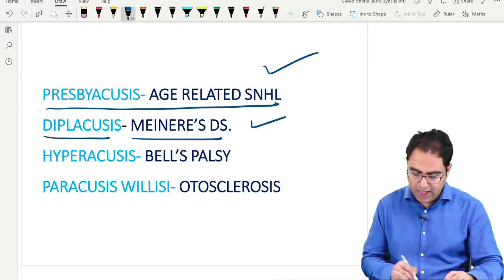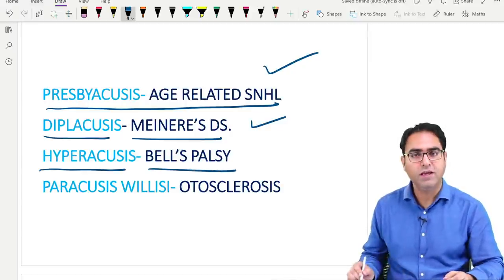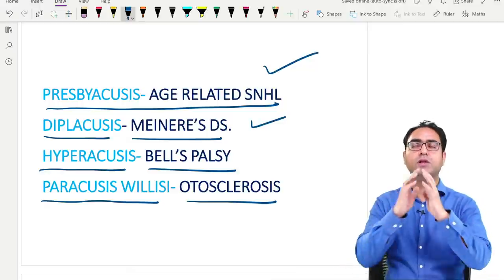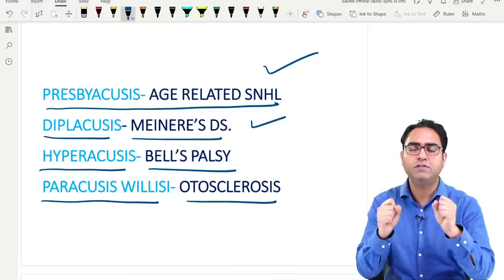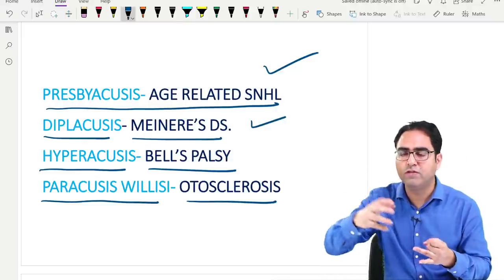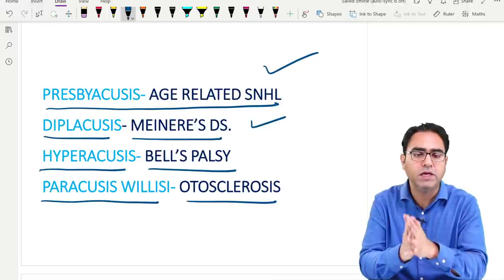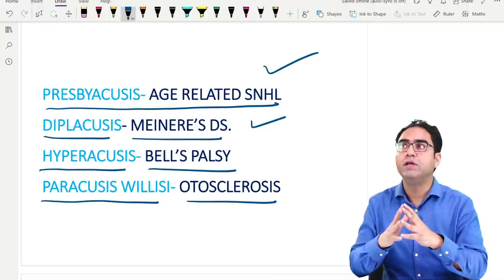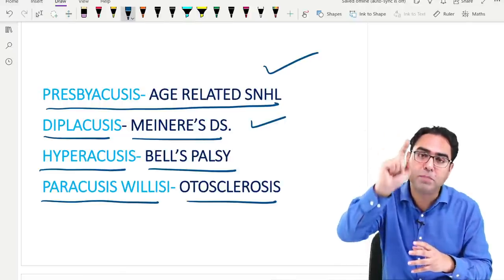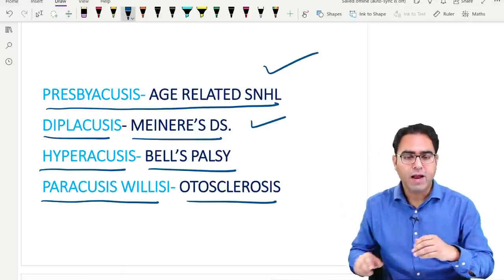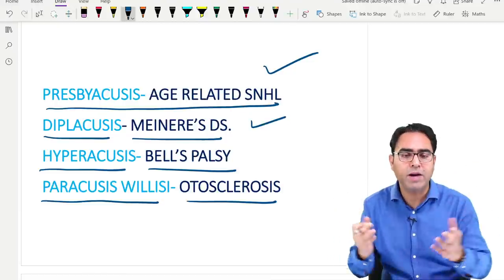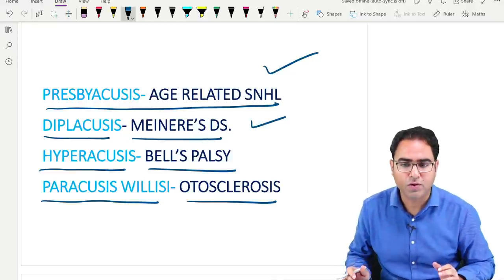Meniere's disease. Hyperacusis seen in Bell's palsy. And paracusis willisii is seen in otosclerosis, beta. Let us revise, beta. Four questions. Presbycusis is age-related sensory hearing loss. Number two, diplacusis. I hear same sound in two different frequencies. This is a feature of Meniere's disease. And then hyperacusis is seen in Bell's palsy. I hope you remember, hyperacusis is due to loss of stapedial reflex. And paracusis willisii, patient hears better in noisy environment, it's a feature of otosclerosis.